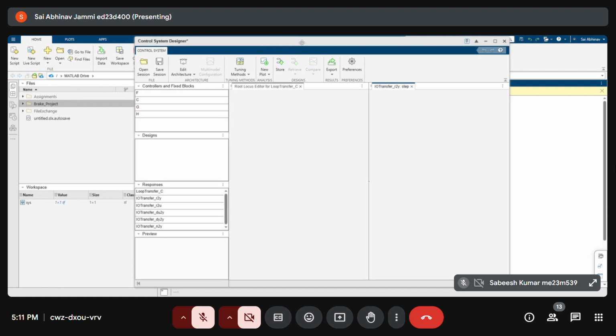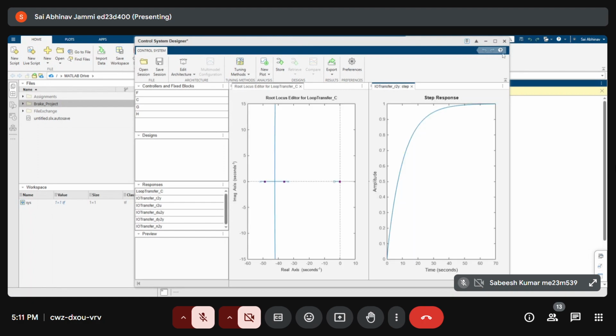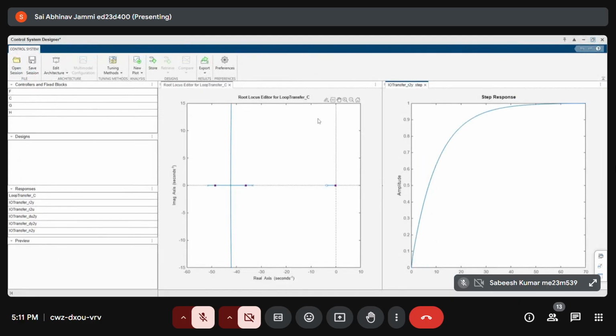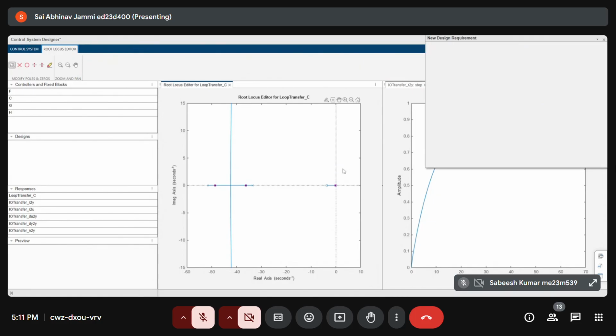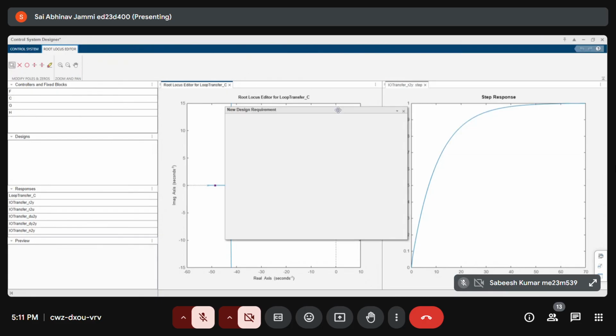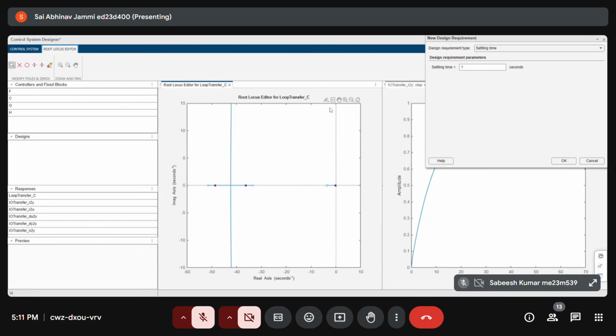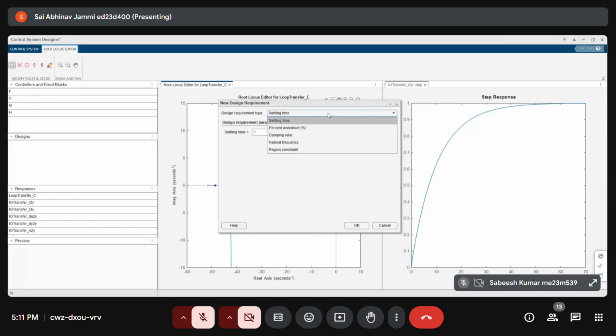Are you able to see this Control System Designer window? Yes, sir. Fine. So at present, this is our response with the given poles and all. Now we will create our constraints. We'll put in the design requirements. First is our peak overshoot. Peak overshoot we want to be less than 10%, right?